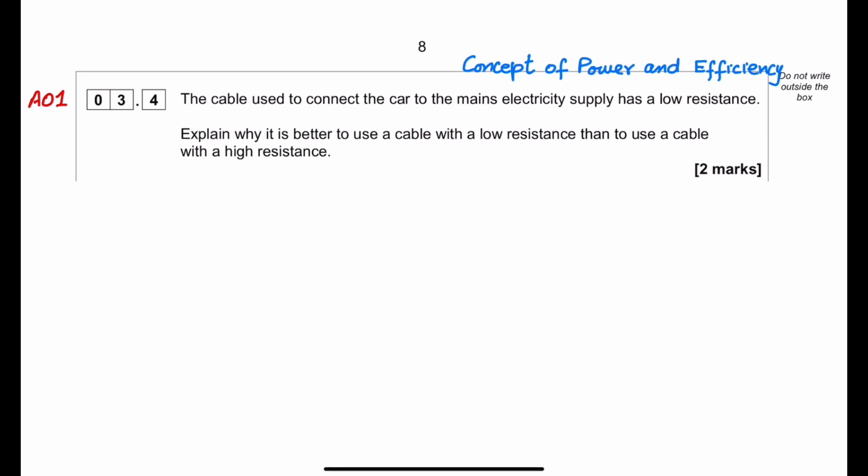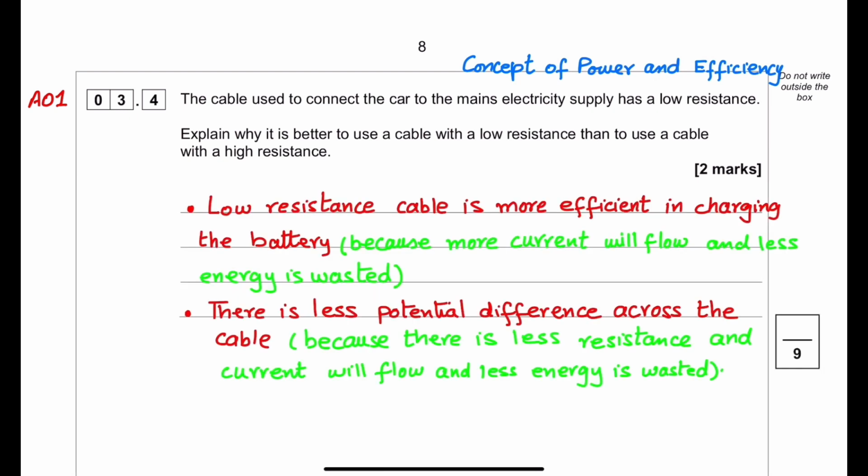and less energy is wasted, and there is less resistance in the wire, meaning there is less potential difference across it. Let's see the model answer. Low resistance of the cable means that it is more efficient in charging the battery because more current will flow through the wire and less energy is wasted.